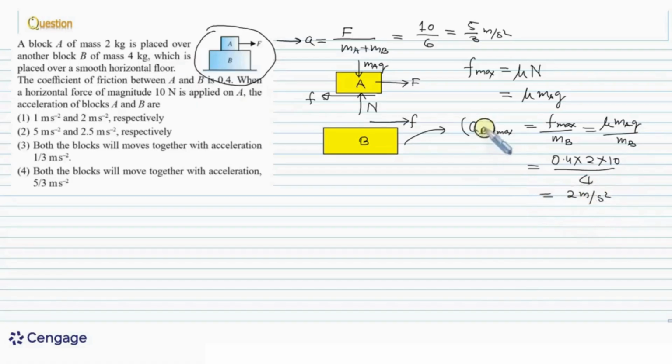And we can observe this maximum possible acceleration of block B is greater than the assumed acceleration in the case the system moves together, a equal to 5/3. That means we can write a is less than a max. Now we can say our system will move together and this friction will be static in nature. It means the common acceleration of the system should be equal to 5/3 meter per second square. That means option 4 should be the correct option. That means both the blocks move together with the common acceleration 5/3 meter per second square.